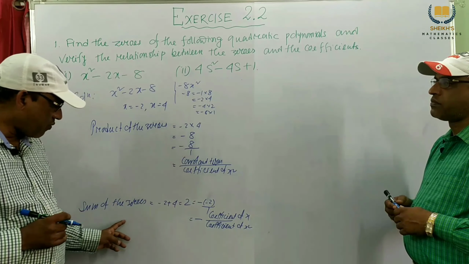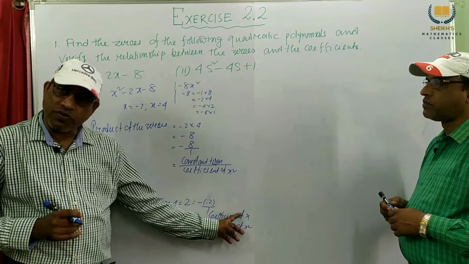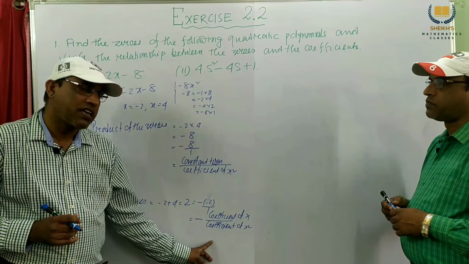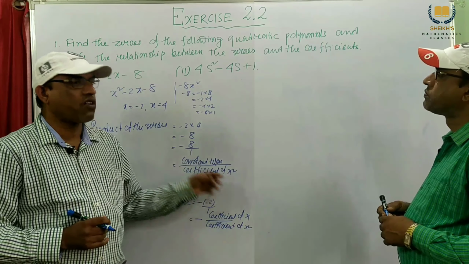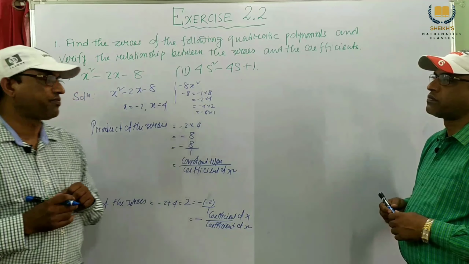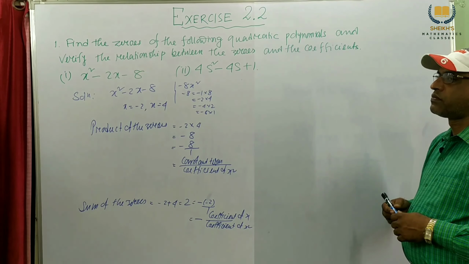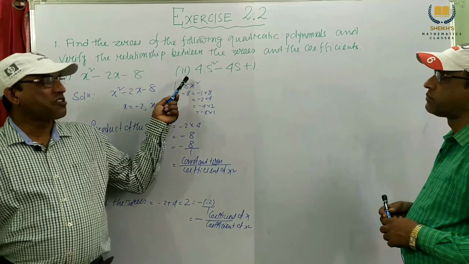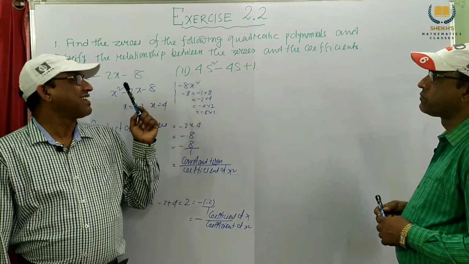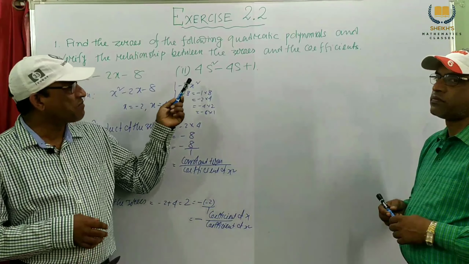We get the sum of the zeros equal to minus coefficient of x by coefficient of x square, and the product of the zeros equal to constant term by coefficient of x square. Now problem number 2, this will be done by Shekshar. Shekshar, please come and solve this problem.